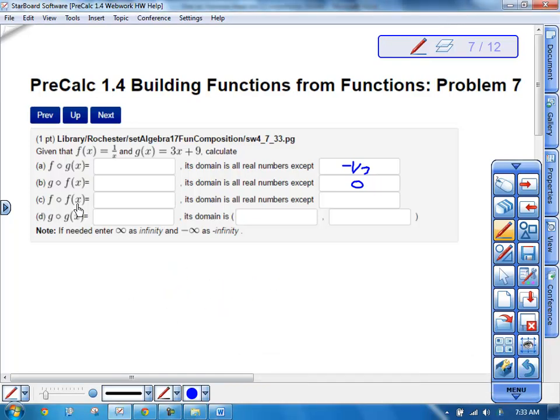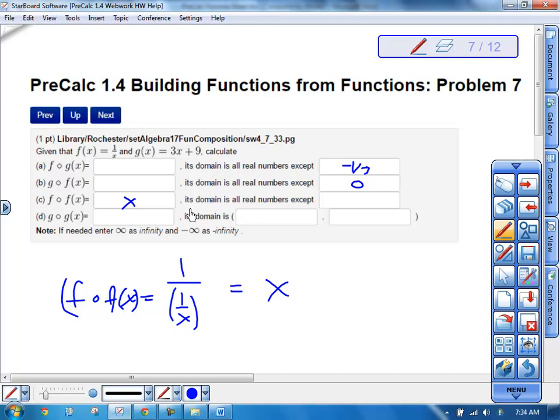So let's try the next one then, f of f of x. If we plug in function f back into itself, we have 1 over 1 over x. Now instead of dividing by a fraction, let's multiply by the reciprocal, so this would become just x. Now, if you look at this function, you'd say, okay, there are no restrictions, I can plug in whatever I want.